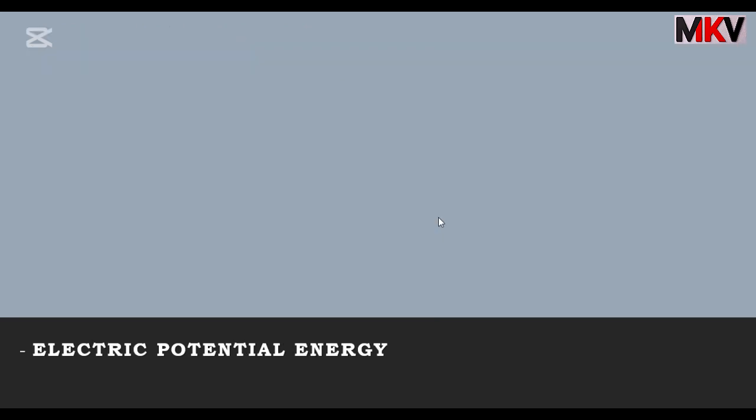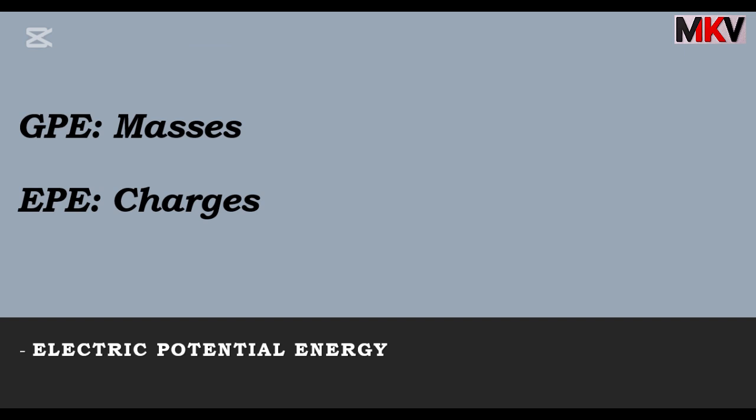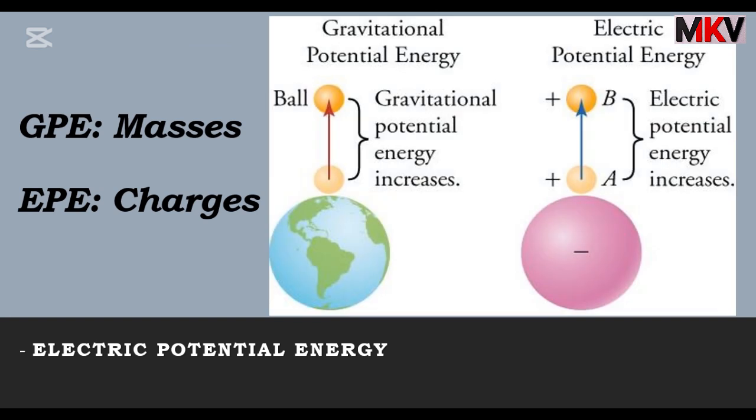Now, gravitational potential energy takes into consideration masses, and electric potential energy takes into consideration charges. So if we look at this diagram, in the gravitational field, there are masses that are moved from one point to another point with a difference in the gravitational energy. And for the electric field, or electric potential energy, there are charges that are moved from point A to point B. So we take note of these two.